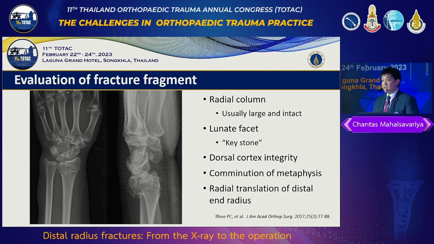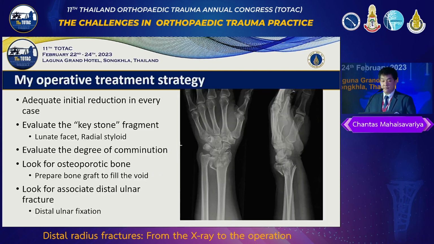And the dorsal cortex integrity: if there is comminution, according to the Lafontaine criteria proposed long ago, it will lose the reduction and turn into dorsal tilt, or radial translation of the distal fragment, which is caused by the brachioradialis deforming force.